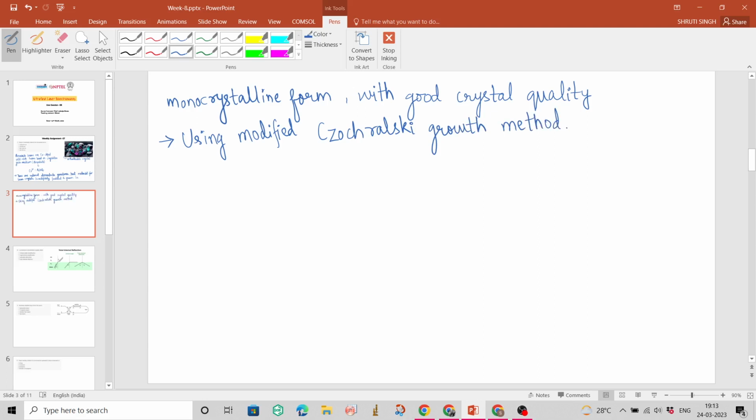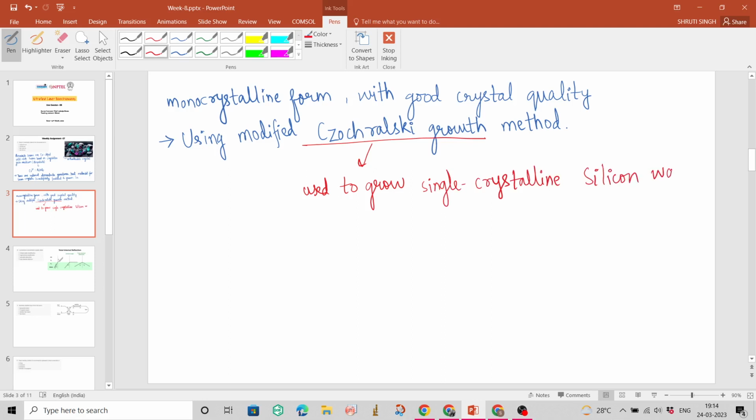So these crystals are grown using this Czochralski method, and this method is used in semiconductor industries, generally used to grow monocrystalline or single crystalline silicon wafers.